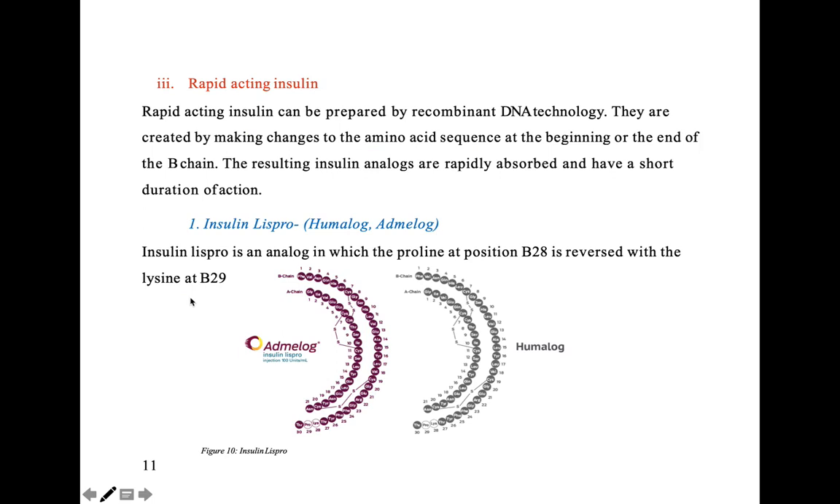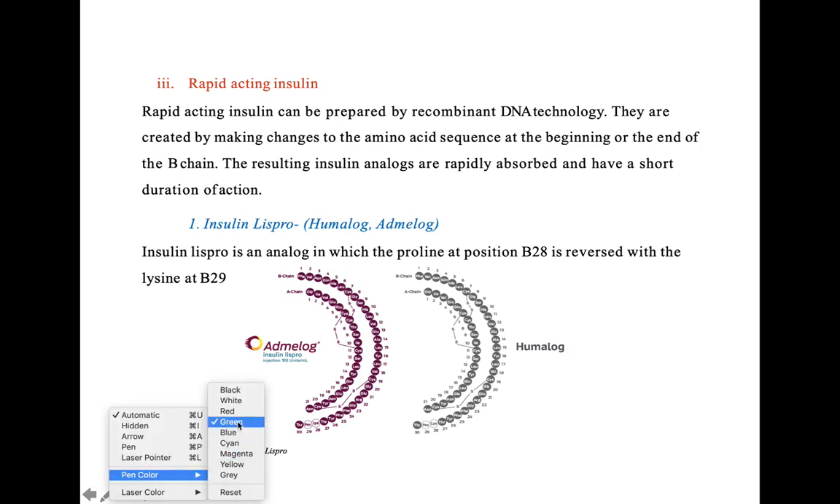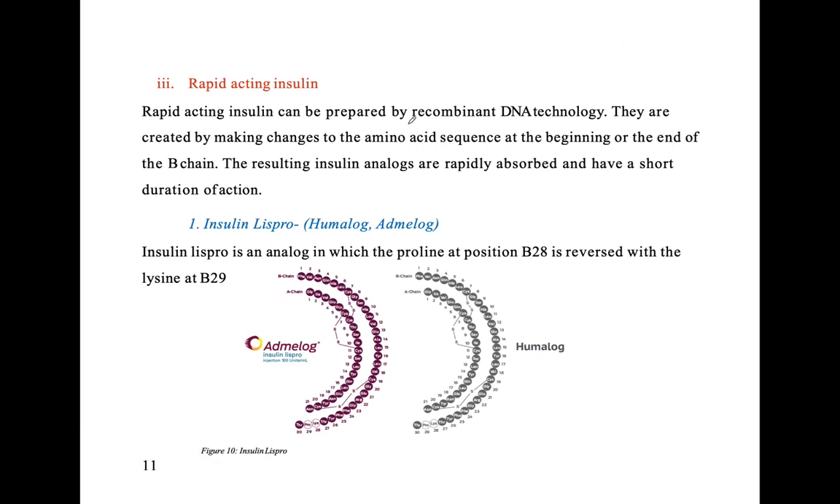Now let's deal with the rapid acting insulins. The rapid acting insulins are synthesized by recombinant DNA technology, and they're created by making changes mainly at the beginning or the end of the B chain. Okay, the B chain is where most of the changes take place for rapid acting insulin. All right. So those analogs are rapidly absorbed and have a short duration of action.